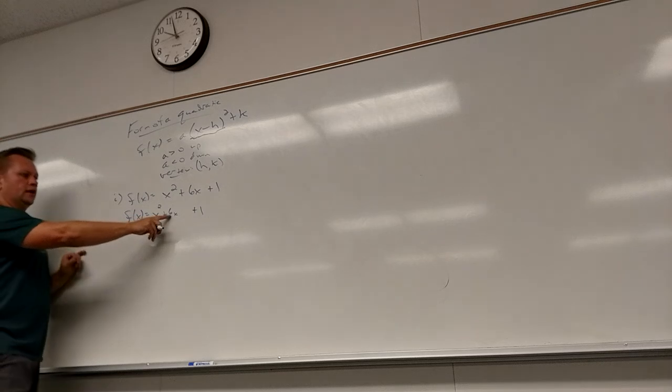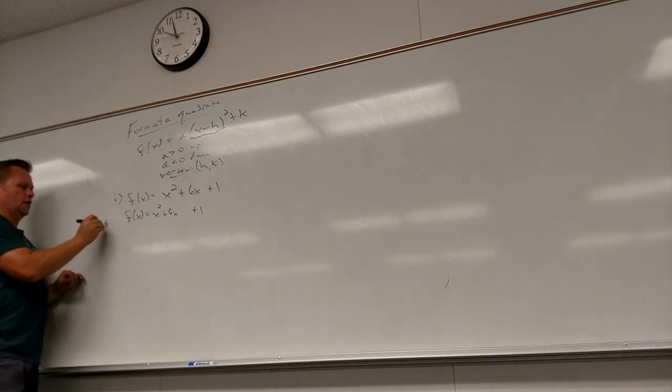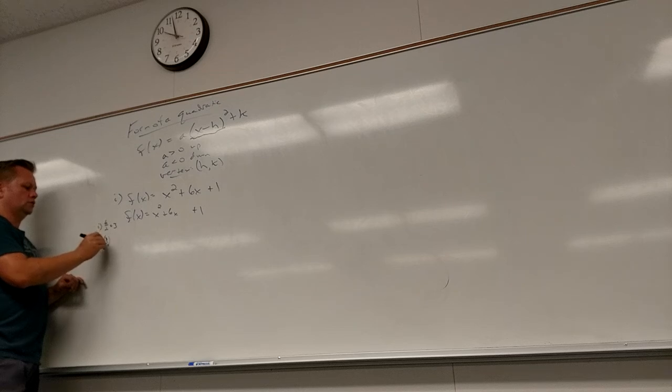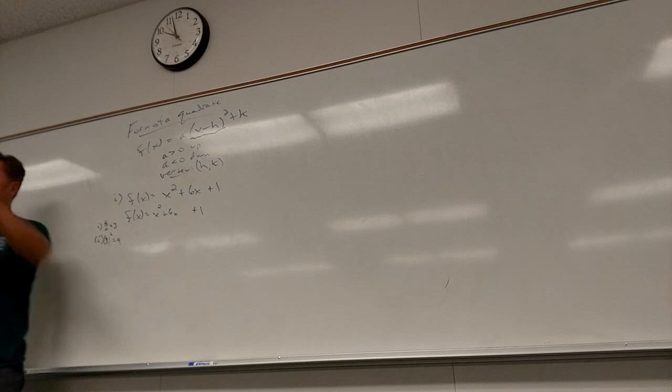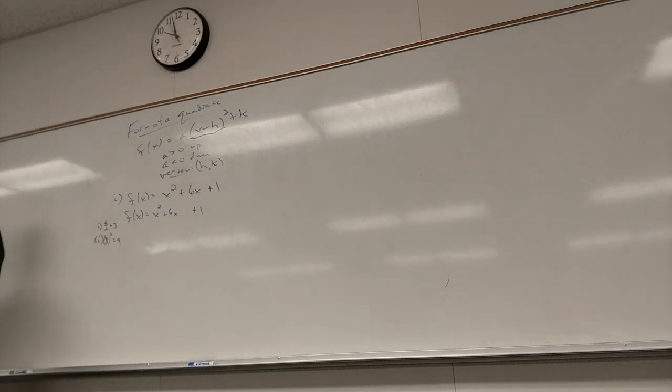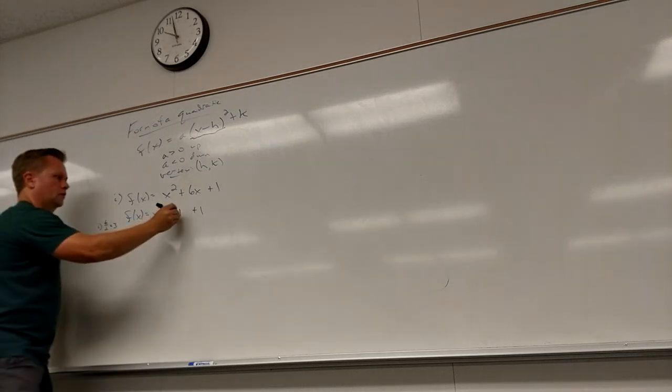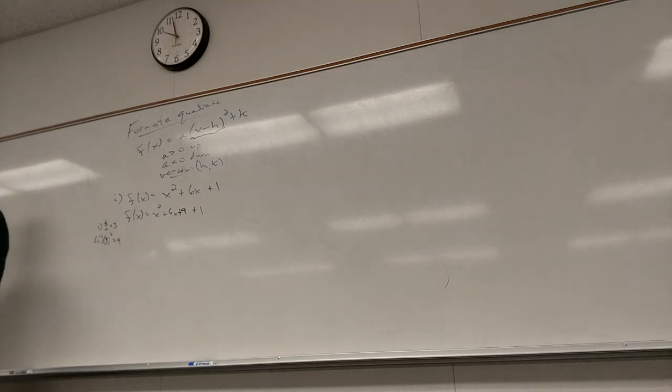So how do I complete this square? Half of 6, and then square 3. So what goes here? All right, so I'm going to add the 9. At the same time, I better take 9 away so that I've done nothing.